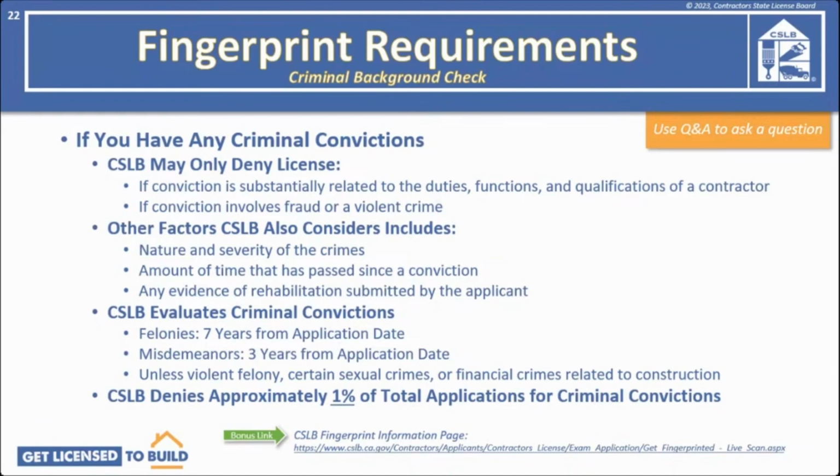CSLB evaluates felony criminal convictions which occurred within 7 years of the application date. For misdemeanor criminal convictions, we would look back for 3 years from the application date. That's unless the convictions are for a violent felony, certain sexual crimes, or financial crimes related to construction. CSLB denies only 1% of the total applications we get based on criminal convictions. You'll also note the bonus link to our fingerprint information page.